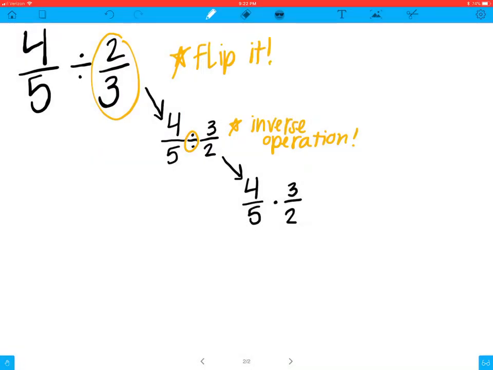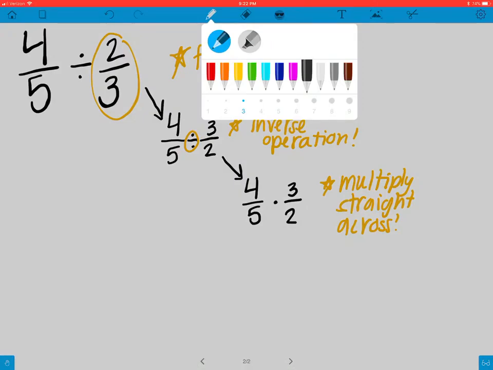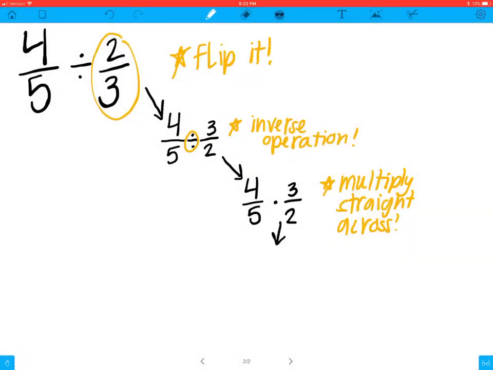This should look really familiar. That's right, I'm just going to multiply straight across. In all of these problems that we do, I'm always looking for that, what's my next step? Do I know exactly what I'm going to do? Is there any opportunity for me to have a computational error? And if so, I'm not going to let that happen. I'm being responsible during math.